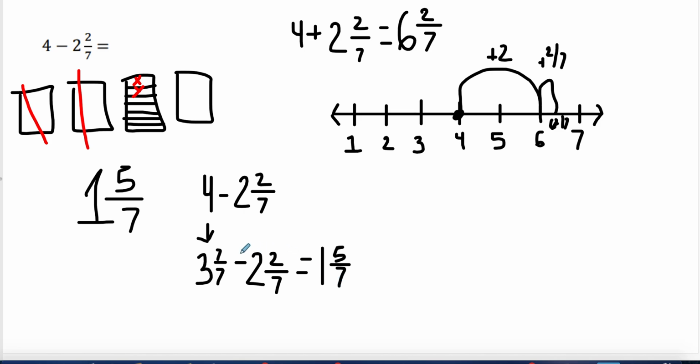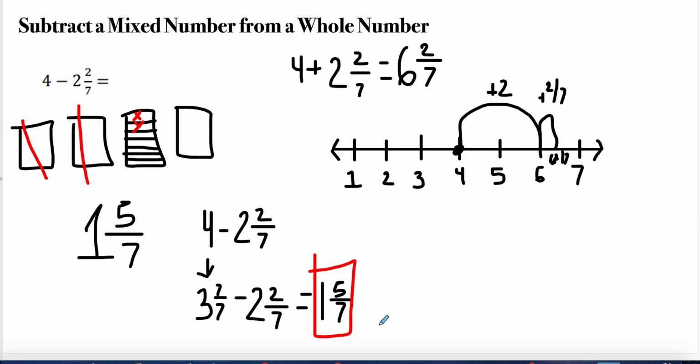So it's actually very similar to what I did with the picture. I just took one of the wholes and I split it into 7 parts. And I thought of it as 7/7 instead of 1 whole, and that helped me subtract. And that is how you subtract a mixed number or a fraction from a whole number.